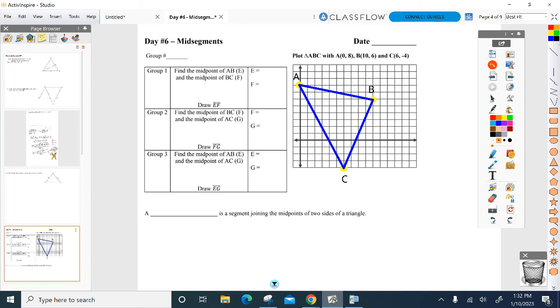Go ahead and graph triangle ABC. Okay, when you're ready, you and your crew, do your job.